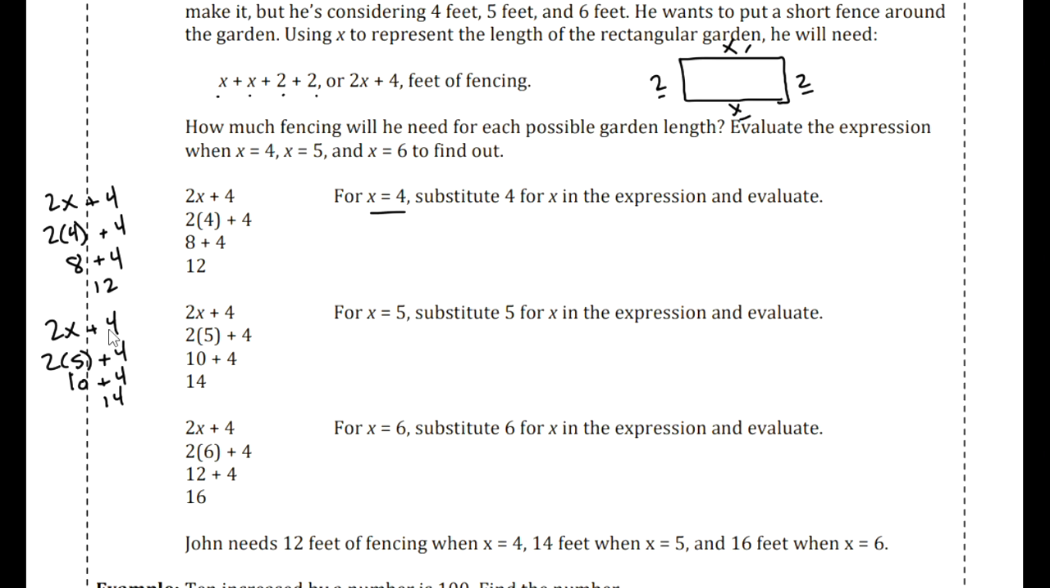Okay, if he goes with 6 feet long, then it'll be 2x plus 4 again, but this time he'll be putting in 6 for x. So that'll be 12 plus 4, which is 16. So we have the 3 different scenarios. If he makes it 4 feet long, he'll need 12 feet of fencing. If he makes it 5 feet long, he'll need 14 feet. If he makes it 6 feet long, then he'll need 16 feet of fencing.